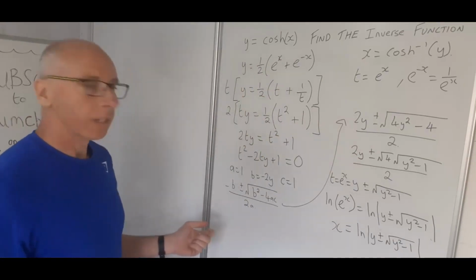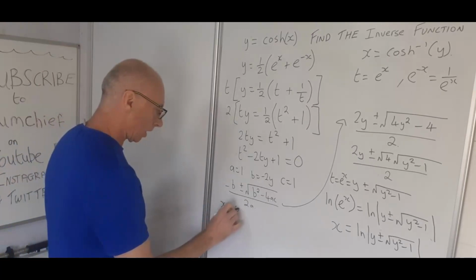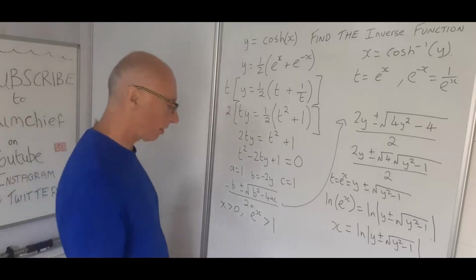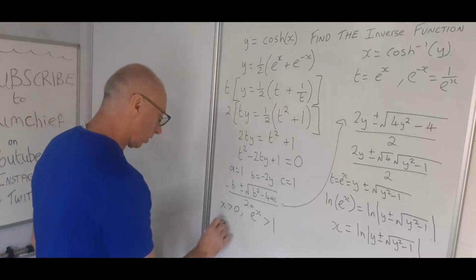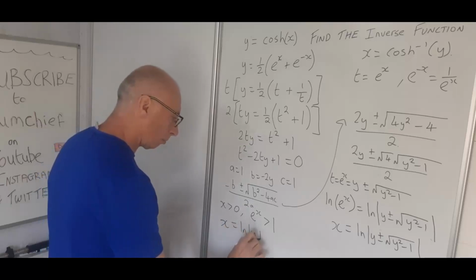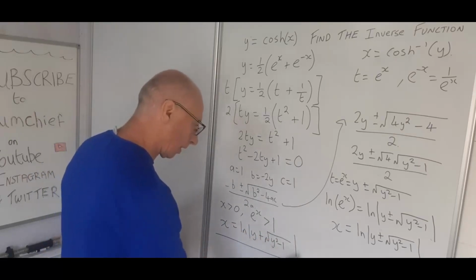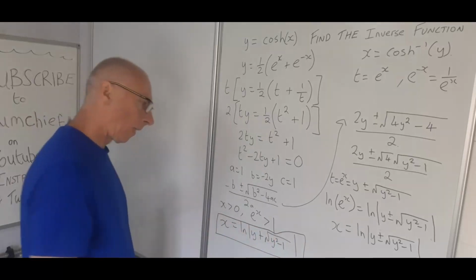Now, as we're interested in real solutions, and we've got x greater than or equal to 0, which leads us to e to the x being greater than or equal to 1, since e to the 0 is 1. So then our solution is x equals the natural log of y plus the square root of y squared minus 1. And that is our solution. Okay.